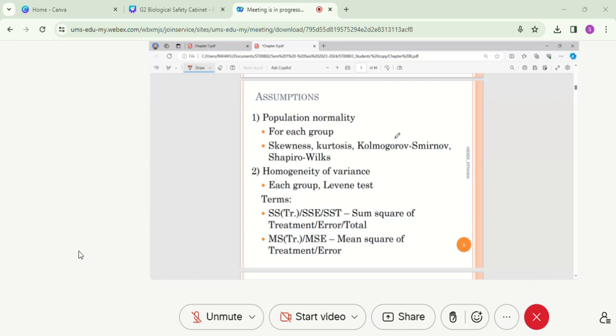So you need to make sure that the assumptions have been fulfilled. The first of all is the population normality for each group. This is how you do your normality test for independent test. Remember, let's say for the BMI, if I want to measure the normality of the distribution of the BMI, I will choose BMI without comparing between groups. But if I want to perform an independent t-test, let's say to compare the BMI between the gender of my students, female and male, then I need to perform the normality test according to the gender.